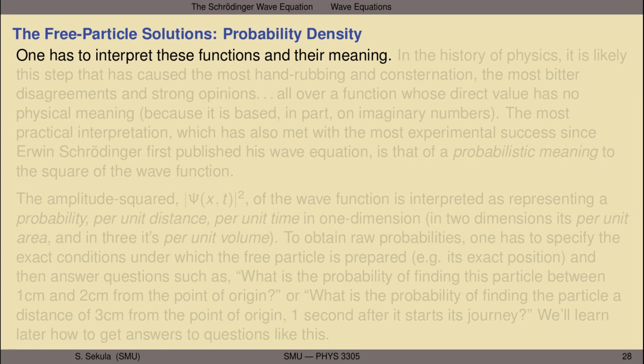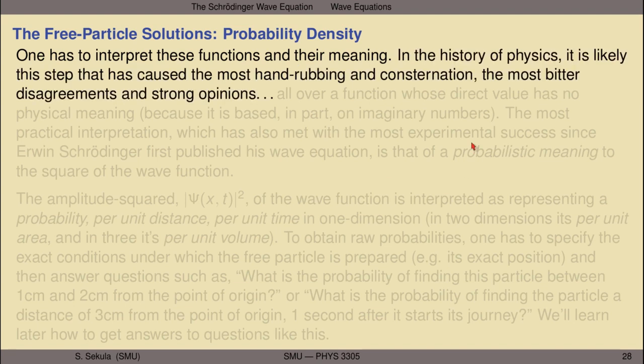And so you have to lay an interpretation down as to what you think the underlying wave function is and what is waving. It's not energy, because energy is a real thing. It's something else. And I have to tell you that in the history of physics, and you may have seen this in popular videos on quantum mechanics, which often are rife with misunderstandings of the underlying math and subject material, it's this contest of intellectual ideas that has caused the most hand-rubbing and consternation and some of the most bitter disagreements and strong opinions in the history of science.